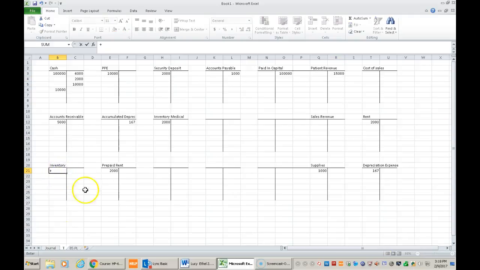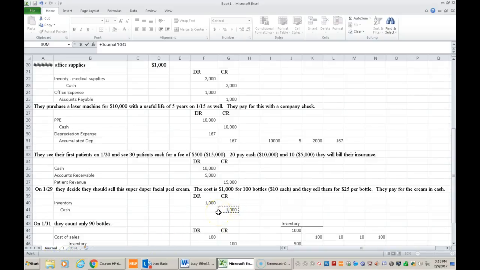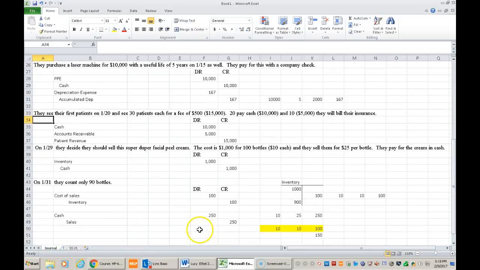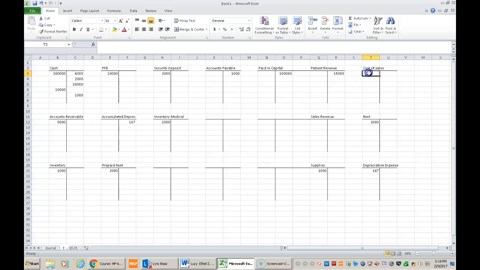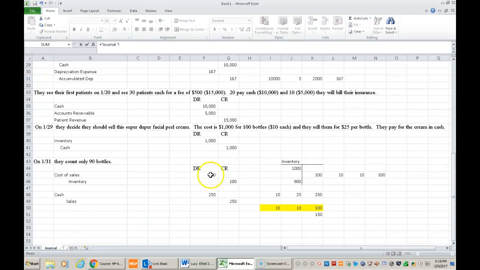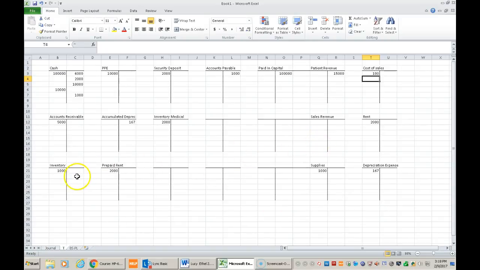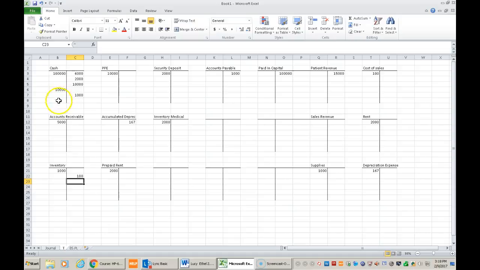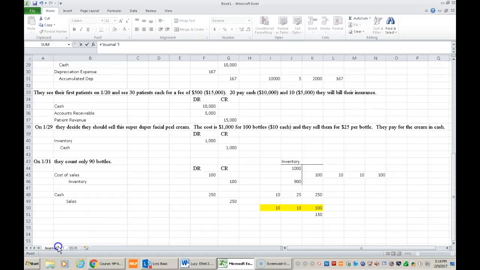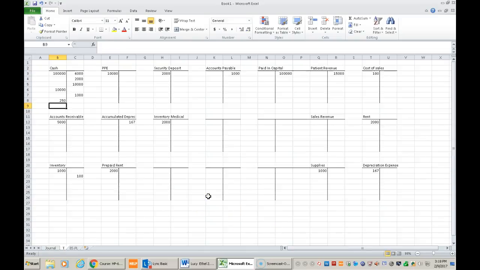Then we bought the creams for $1,000, right? So that is in inventory. And we had cash that we paid for it by, $1,000. And then we sold some of the cream. So we had cost of sales, $100. And we took it out of inventory. And then we got paid for the sales. We sold the goods. So we have $250 of sales. Sales revenue.